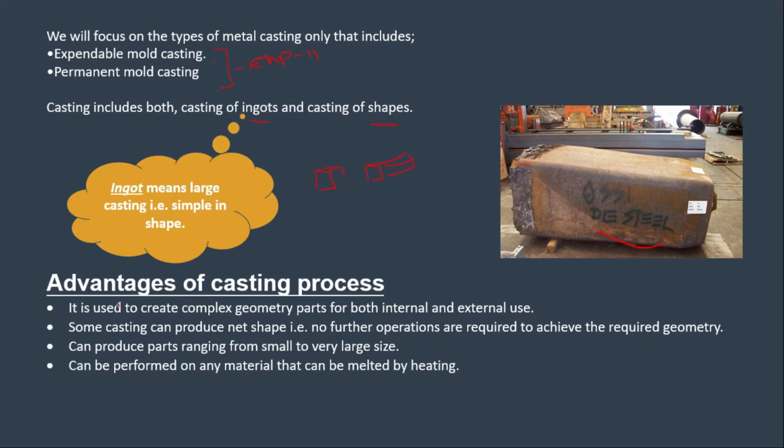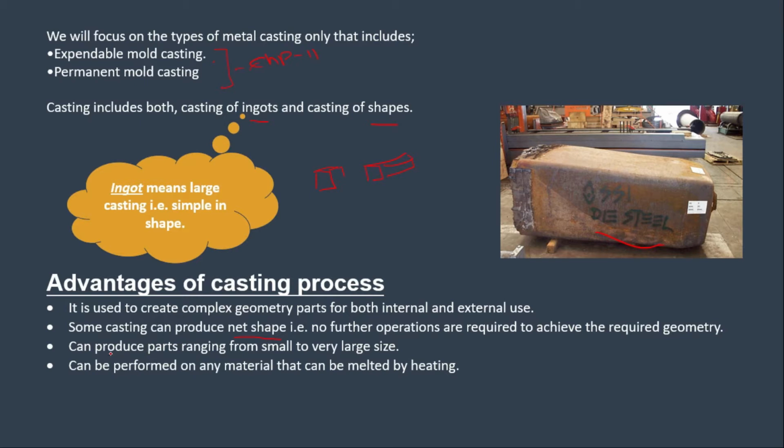The advantages of the casting process include that it is used to create complex geometry, as discussed before, for parts for both internal and external use. So we can create parts with a complex geometry that can be used internally in any machine or externally for any casing. Some casting processes can produce net shape, so we don't need any machining or surface finishing. It gives very accurate dimensions. Some casting processes give a near net shape, that is, no further operations are required to achieve the required geometry.